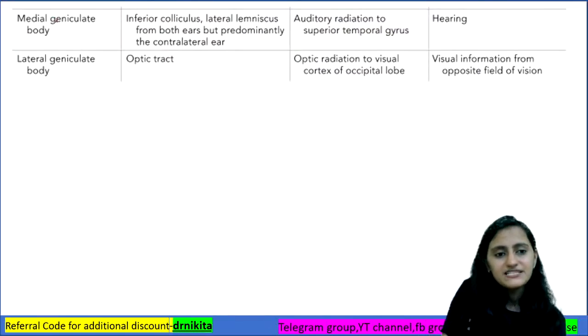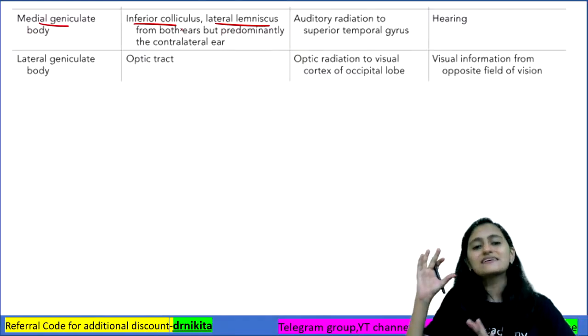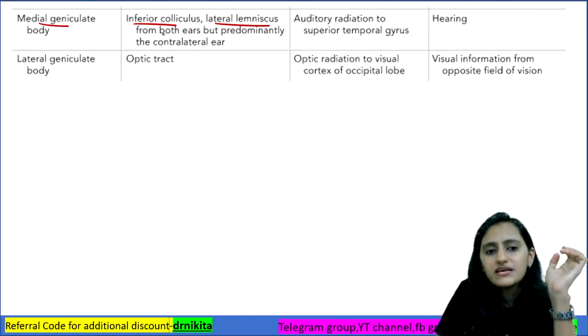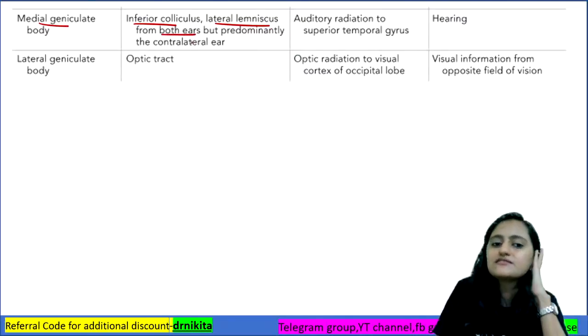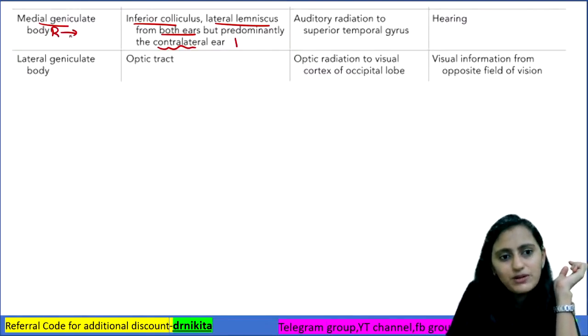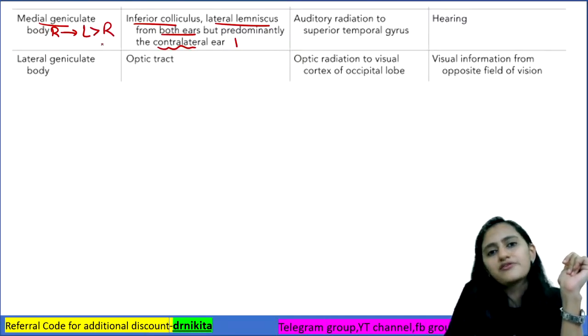Alright. Medial geniculate we already saw. Inferior colliculus, lateral lemniscus. One side, like the right medial geniculate body, will receive the fibers from both the ears, but predominantly it is from the contralateral ear. So remember that the right one will receive fibers from both right and left, but left more than right. So the contralateral side is more.